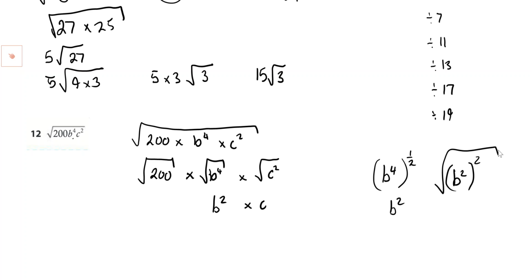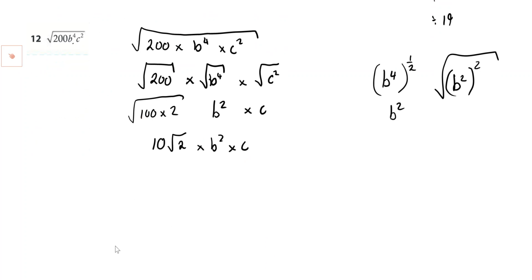It's good, isn't it? The other one is 10 root 2. So this we can see is the square root of 100 times 2, and 100 is 10 squared. So we've got 10 root 2 times b squared multiplied by c. Just to write it using proper conventions, 10 b squared c root 2.